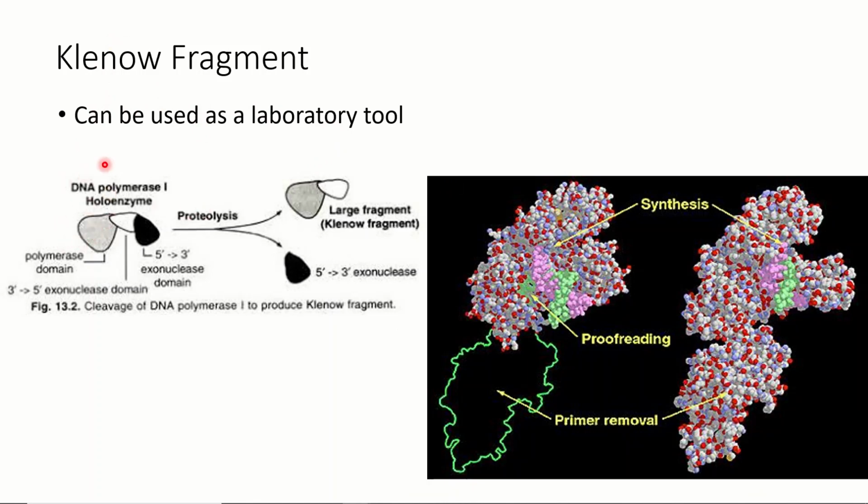The DNA polymerase holoenzyme has these different portions to it, and it has this 3' to 5' exonuclease here. If we cut off the exonuclease portion of the enzyme, then what we're left with is what we call Klenow fragment. Klenow fragment has the synthesis activity, it has the proofreading activity, but it doesn't have the exonuclease activity, and so the proofreading doesn't really serve a function if we cannot then correct an incorrect pairing.